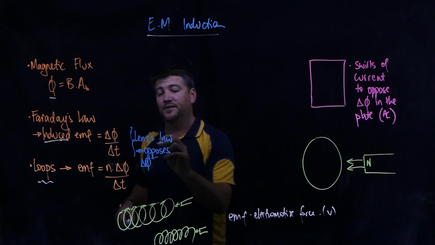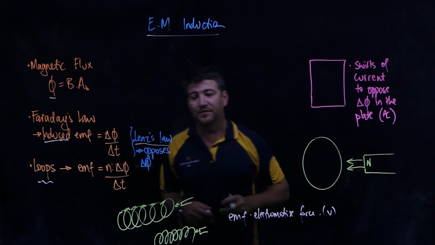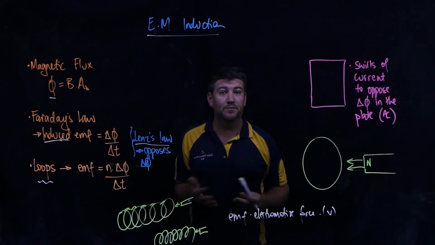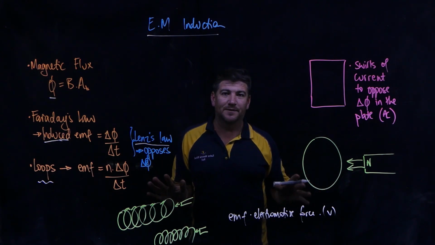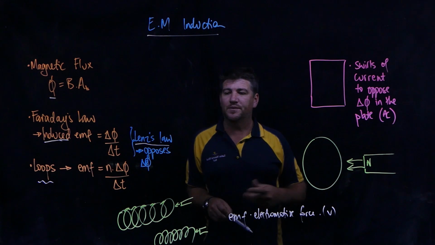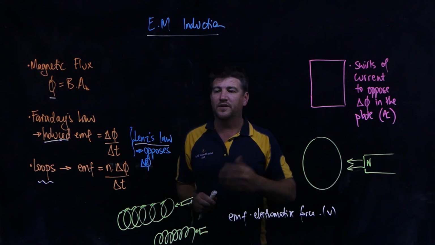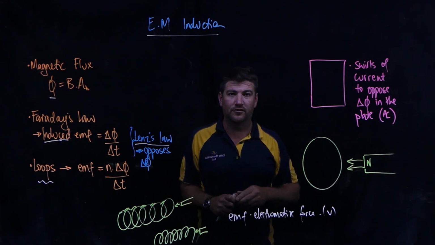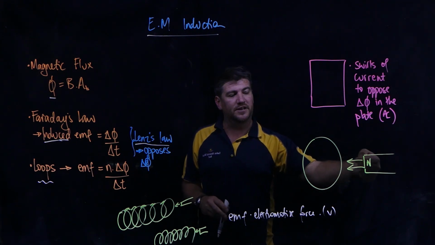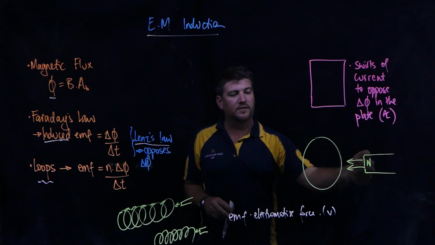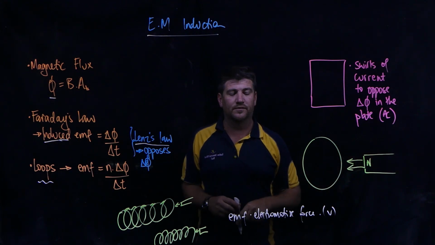So Lenz's law was in the exam last year, and it was kind of horribly done because it was brand new, and it kind of messes with your head a fair bit. But what we're looking at is Lenz's law tells us which way this EMF is going to be induced. So here's our magnet, and we're going to change the magnetic flux through this loop, and the magnet's going to move this way through the loop.